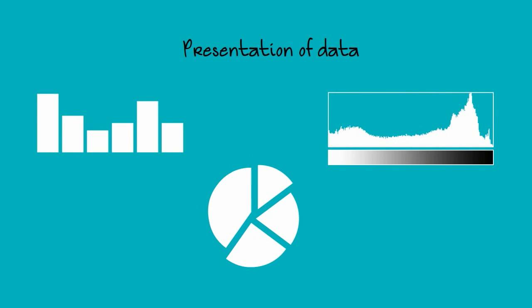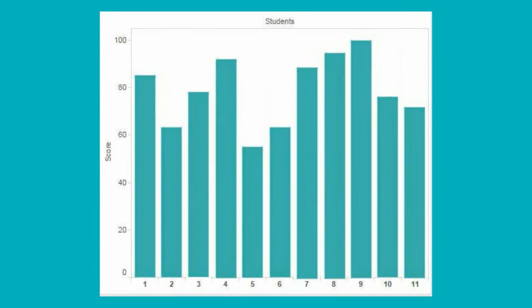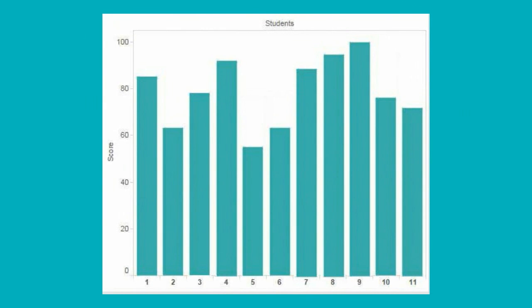Using our student grades example, here is a bar chart of the scores. In this bar chart, the individual student numbers represent a categorical type, while the scores represent a numerical type. The other types of charts will be covered in a separate video.